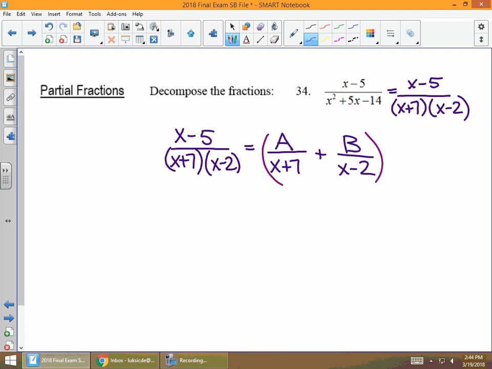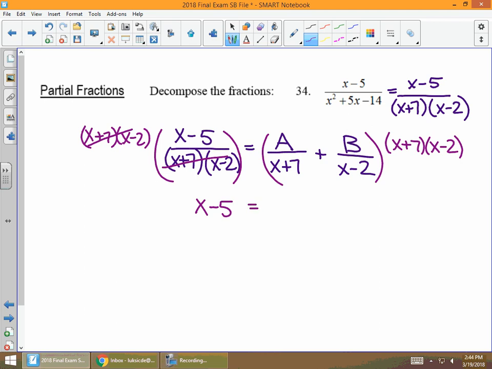Always our first step is going to be to clear our denominator. So we're going to multiply both sides by x plus 7 times x minus 2. And on the left-hand side, our denominator cancels, so this is left with x minus 5. Over here on the right side, when I multiply by x plus 7, my x plus 7's cancel, and I'm left with a times x minus 2. When I multiply into my b term, my x minus 2's cancel, so I'm left with b times x plus 7.